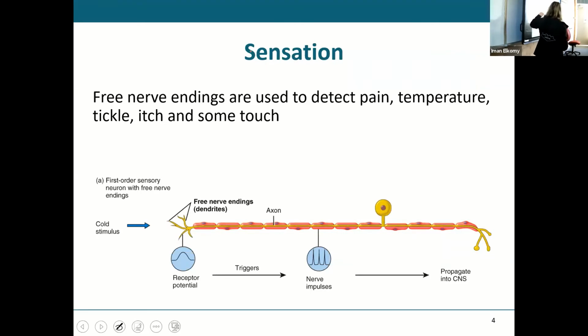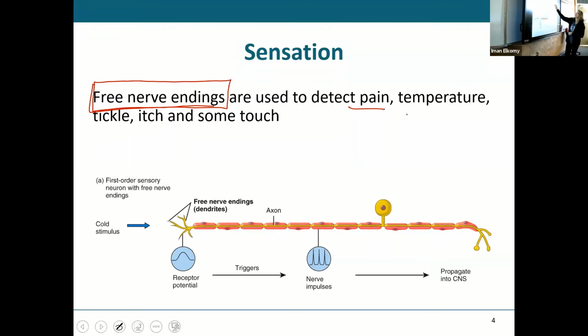All right, so all of these sensations will have a different type of receptor that is specialized in picking up that sensation and sending that impulse to your cortex to be interpreted. We're going to look at a few of them. Free nerve endings are the receptors for pain, temperature, tickle, itch, and some touch. For me, the main one is pain. You need to make sure you know that free nerve endings are your receptors for pain.